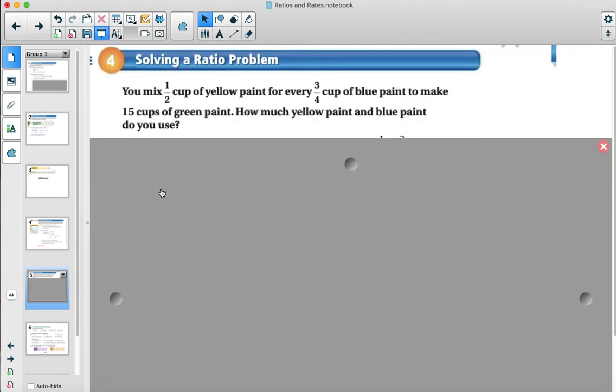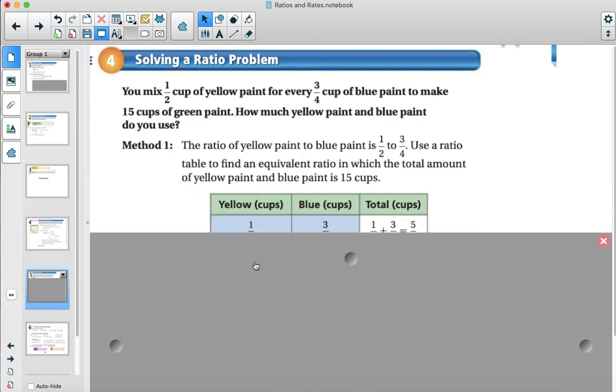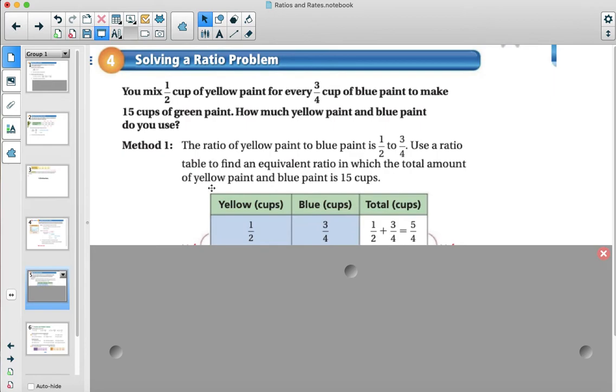Okay, and then the last one I wanted to talk about is, imagine you are trying to make green paint, and you're mixing yellow paint and blue paint. So for every 1/2 cup of yellow, you have 3/4 cups of blue, and you're trying to make a total of 15 cups of green paint. So we can use a ratio table. So we have yellow and blue. If we add those together, we get 5/4.